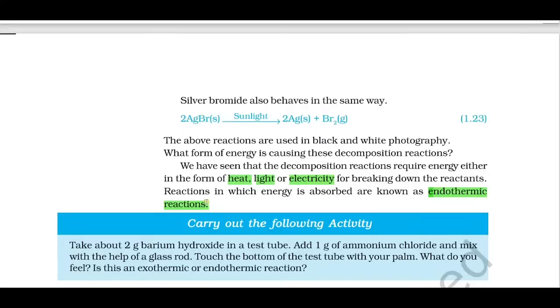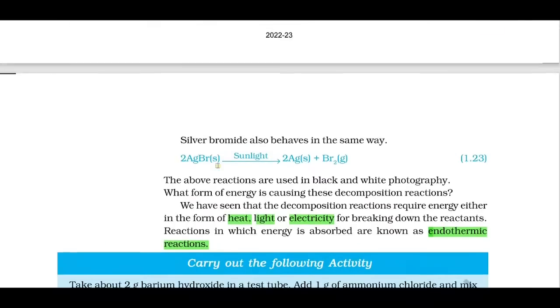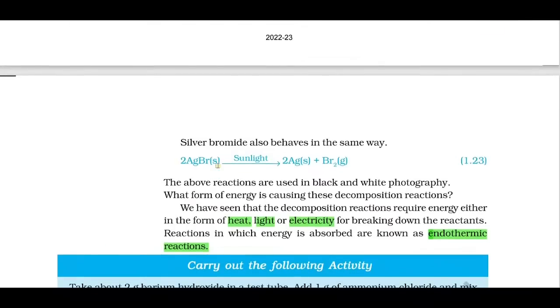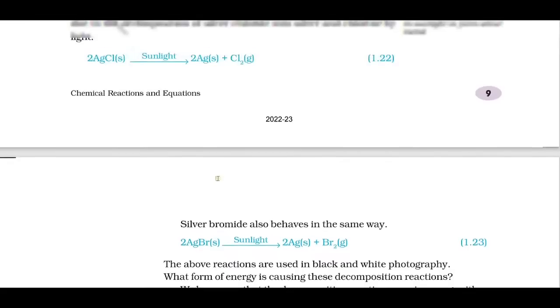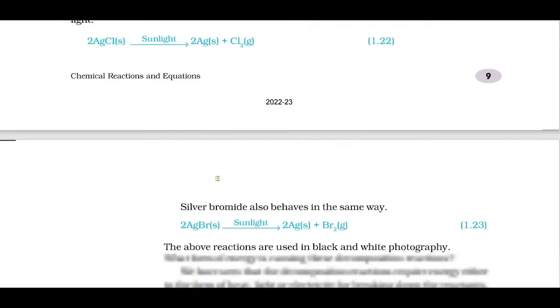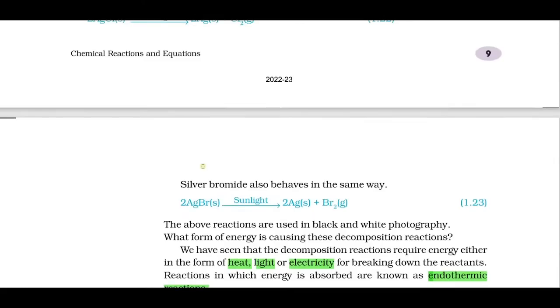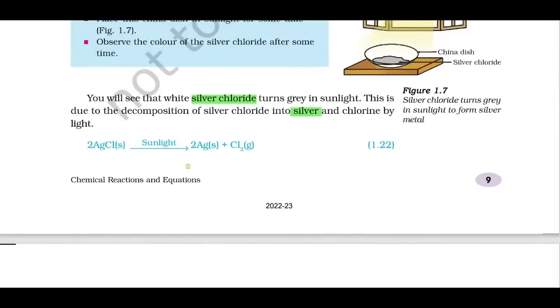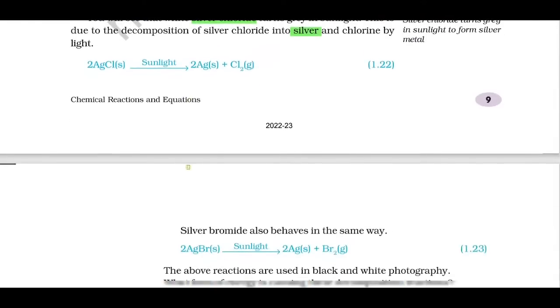the reactants. Hence it is called an endothermic reaction. You can expect a question on the difference between exothermic and endothermic reactions. And also name the reaction which is used in black and white photography. What is that reaction? 2AgCl gives 2Ag plus Cl2.